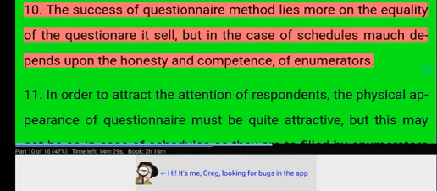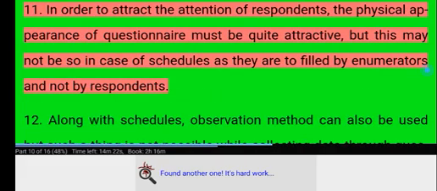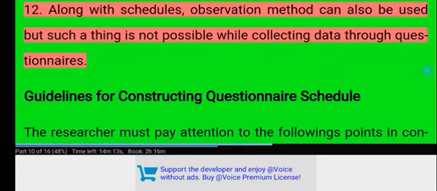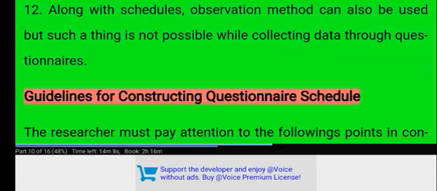10. The success of questionnaire method lies more on the quality of the questionnaire itself, but in the case of schedules much depends upon the honesty and competence of enumerators. 11. In order to attract the attention of respondents, the physical appearance of questionnaire must be quite attractive, but this may not be so in case of schedules, as they are to be filled by enumerators and not by respondents. 12. Along with schedules, observation method can also be used, but such a thing is not possible while collecting data through questionnaires. Guidelines for constructing questionnaire schedule.